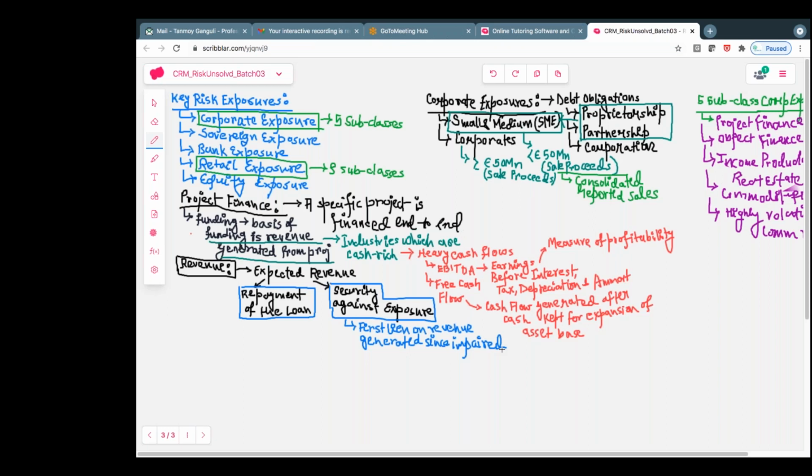So there is a first lien which the bank would have on the revenue once a situation of impairment crops up. Now the question that comes over here is: for what kind of projects does this kind of finance or this kind of exposure arise? What kind of projects should we look at?